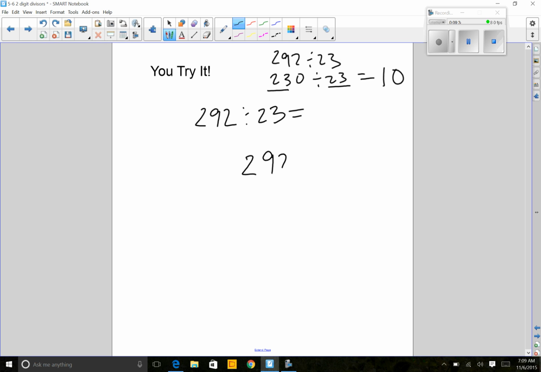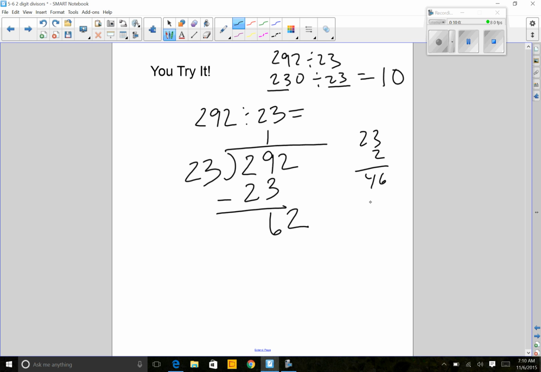So 292 divided by 23. 23 goes into 29 one time. So we multiplied. Now we're going to subtract. Now we're going to bring down the 2, 62. And now I have to think to myself, how many 23s are there in 62? Well, 1 23 is 23. That would be way too low. 2 23s is 46. 3 23s is 69. So 3 23s is too high. 2 23s is just right. So 1 would be too low, 3 would be too high, 2 is just right.